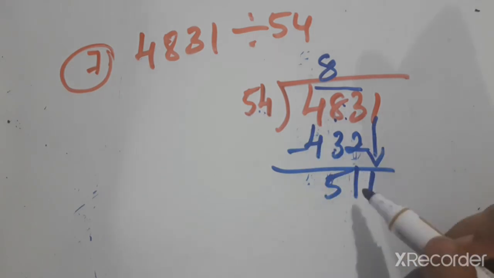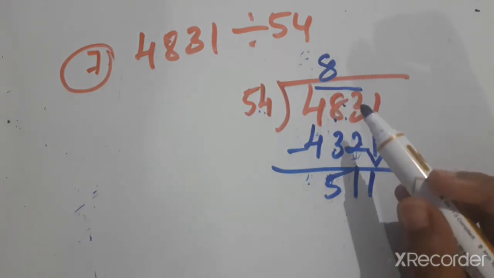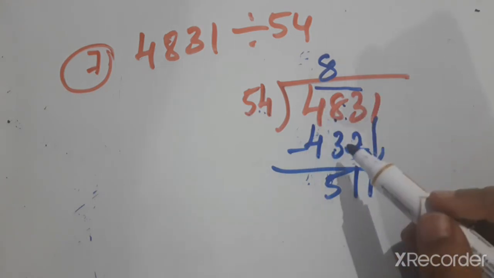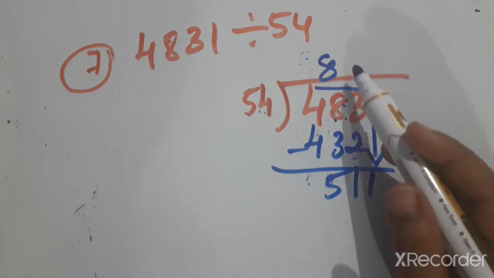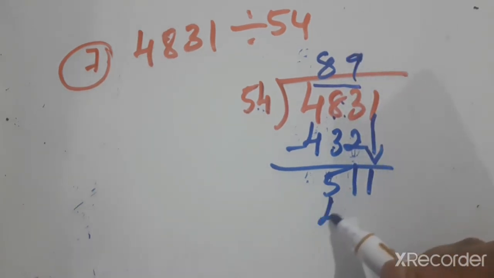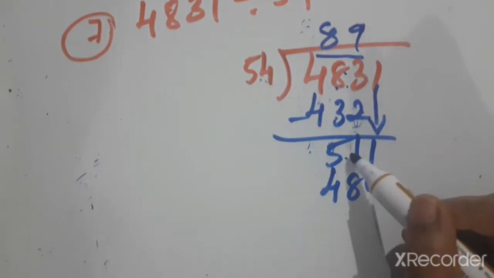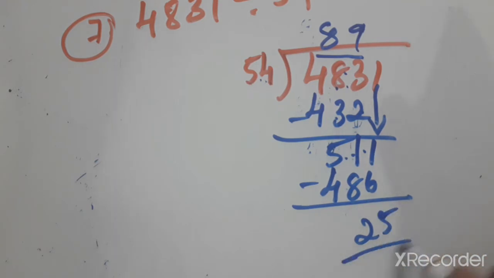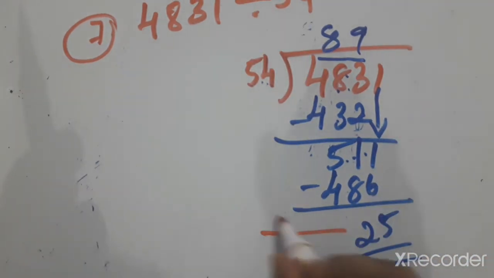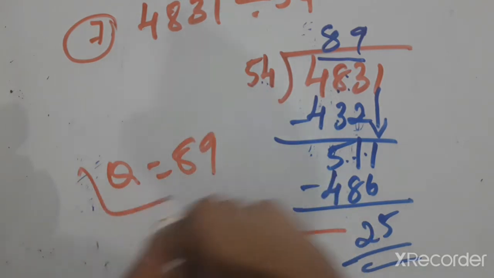511. 54 times how much is nearer to 511? 54 nines are 486, and 54 eights are 432. 54 tens is 540, which is greater than this number. So the remainder is 25 and the quotient is 89.